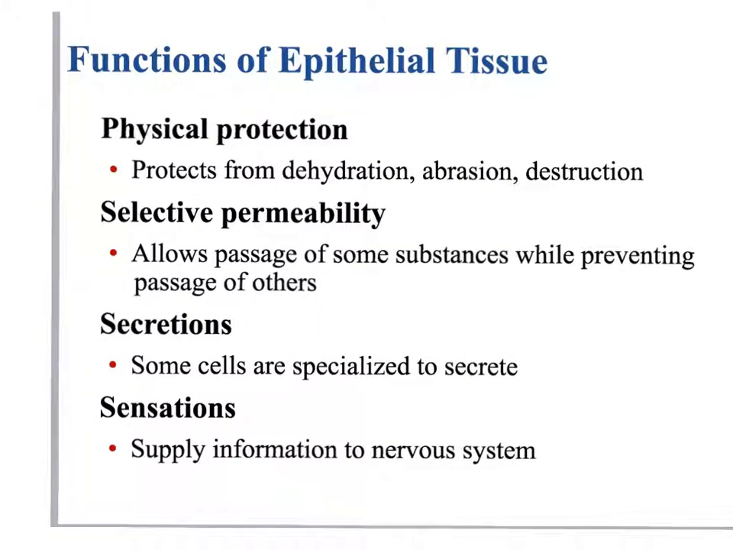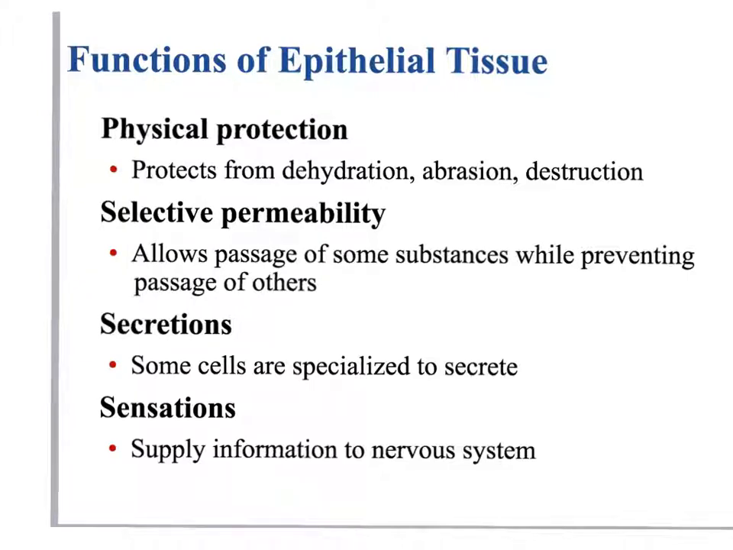What does it do? Well, it provides protection. First off, physical protection from the outside, from dehydration, abrasion, destruction. So it helps protect those things. In many cases where the epithelial exists in a stratified form, stratified meaning what? Many layers. Where in a stratified form, the many layers are present, especially for protection against abrasion.